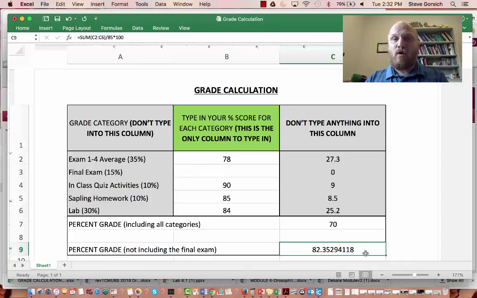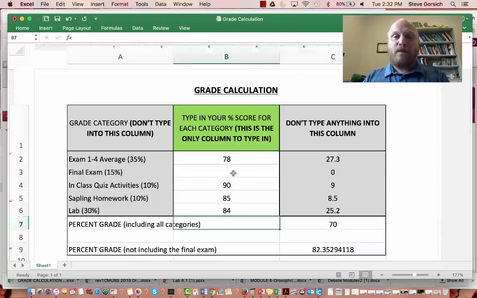Now, if you've happened to take all of your learning curves, and so you have a full percent bonus coming your way, then you would add a percent to that and you'd have an 83, which would be a solid B. Now, what you might like to do is start thinking about what would I need to get on the final exam to get a B, or whatever grade it is that you're interested in getting.